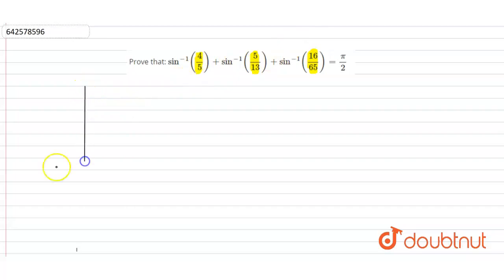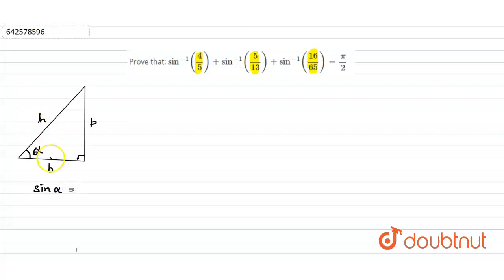If you are having some angle alpha, this is a right angled triangle, and let me say we are having this particular angle alpha. Let me say this angle is alpha, this is the perpendicular, this is the hypotenuse, and this is the base. So what can we say about sine alpha?